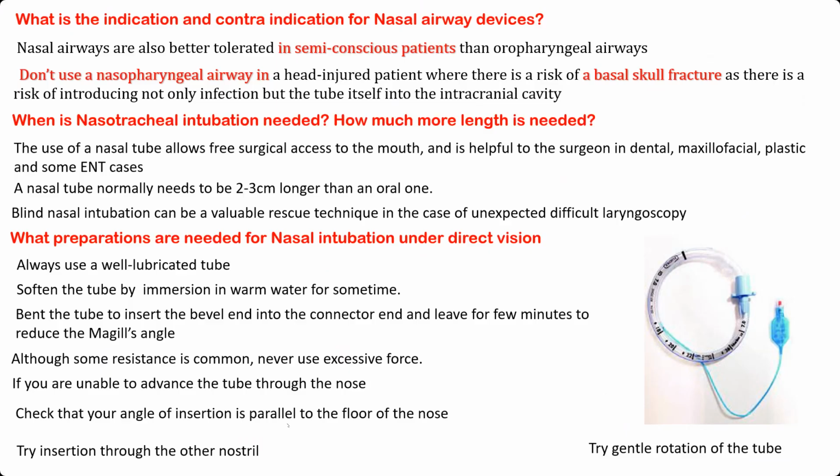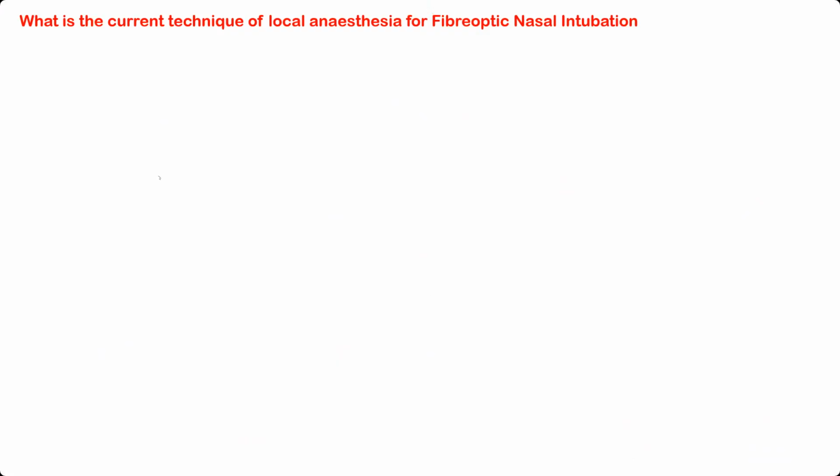And if you are not successful, change to the opposite nostril, and never use force to cause any bleeding. Okay, these are all the few practical points you have to keep in mind. Otherwise, you go for a smaller size tube also. If you have selected 7 and it is not going, don't keep on repeatedly trying with that. Go for a 6.5 cuffed tube so that if you inflate the cuff, it will not cause any further problem.